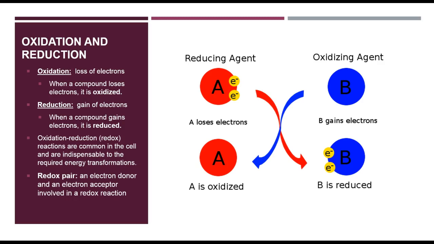So if you look at the image on the right, you can see we have compound A and compound B. Compound A is said to be the reducing agent. It has extra electrons that it's going to give or lose to compound B, which is said to be the oxidizing agent. So when compound A loses its electrons to compound B, it is said to be oxidized. And when compound B gains those electrons or takes those electrons from compound A, it is said to be reduced.